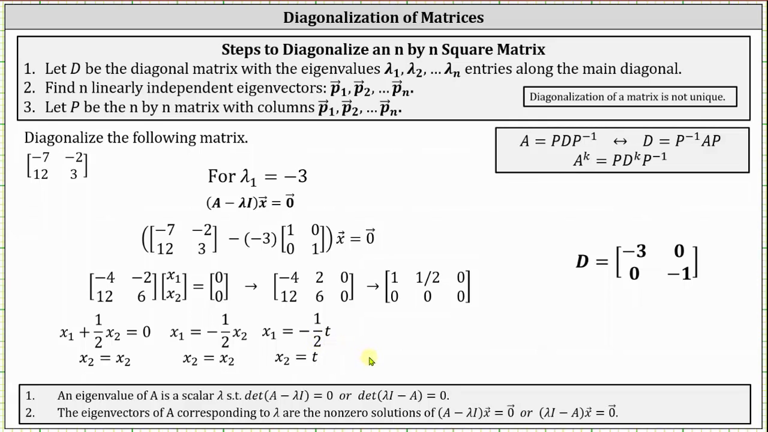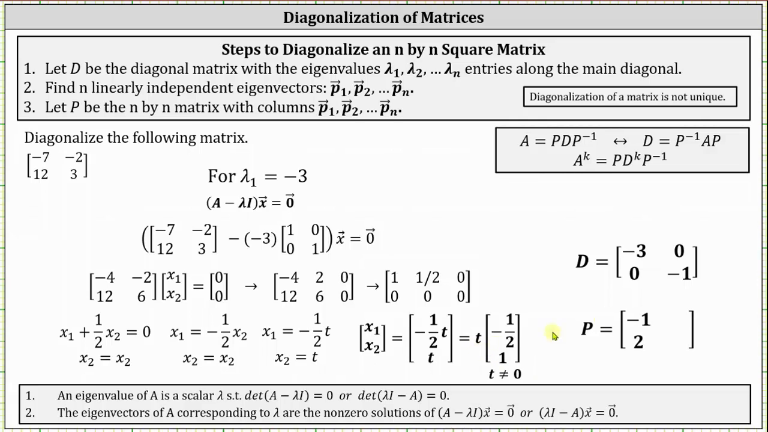All the eigenvectors corresponding to lambda sub 1 equals negative 3 are in the form of t times the vector negative 1 half, 1, or all the scalar multiples of the vector negative 1 half, 1, excluding the 0 vector. So we can use any eigenvector corresponding to lambda sub 1 equals negative 3. For example, if we don't want to use fractions, we could let t equal 2. If t equals 2, we have the eigenvector negative 1, 2. We will use this for the first column of matrix P. So again, notice how lambda equals negative 3 is in the first column of matrix D, and therefore the corresponding eigenvector must be in the first column of matrix P.